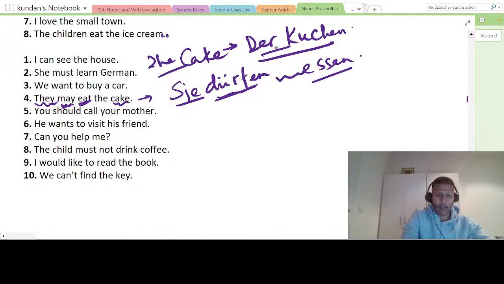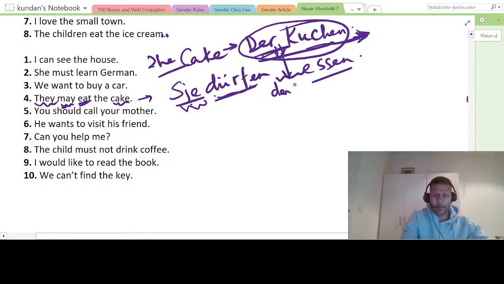The cake. So now this is accusative. What is the subject? They. What are they eating? This cake they are eating. So this is object, right? And this is accusative. Object is accusative. So the article will change here, because this is masculine. Der changes to den. So sie dürfen, here this will become den Kuchen, den Kuchen essen. Essen will always be at the last. So the right answer is sie dürfen den Kuchen essen. Let me see who made it right.